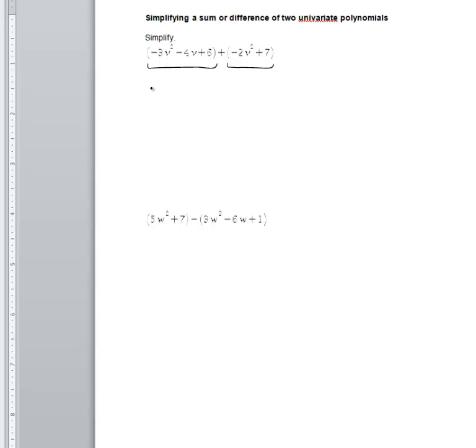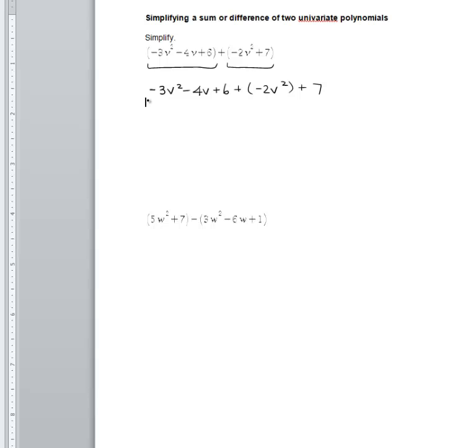So I'm going to go ahead and write negative 3v squared minus 4v plus 6, and then I'm going to add a negative 2v squared plus 7. Okay, so if you remember, now we're going to be looking for like terms, and those are the only ones that we can combine. So let's go from left to right.